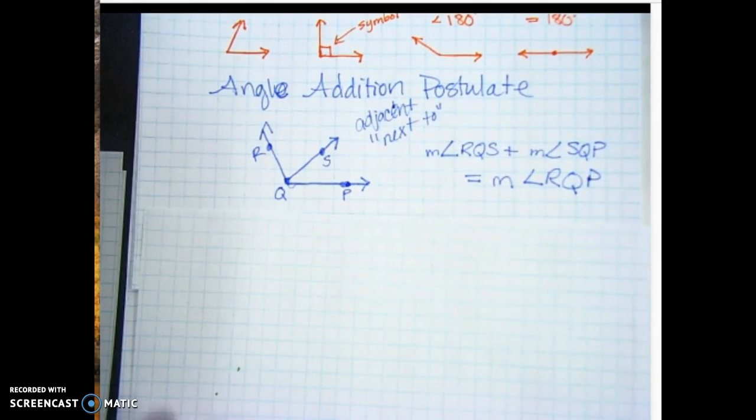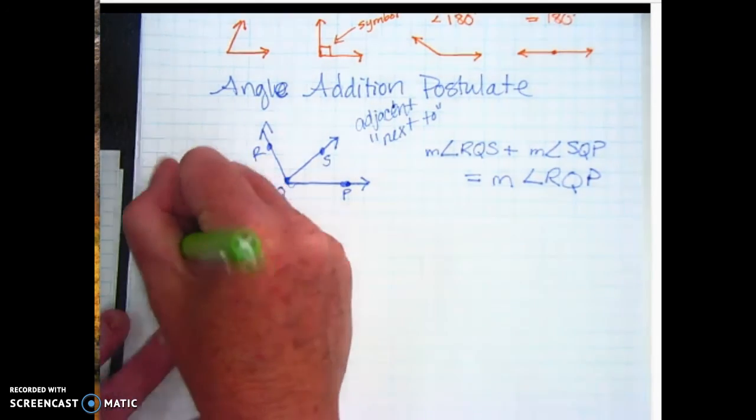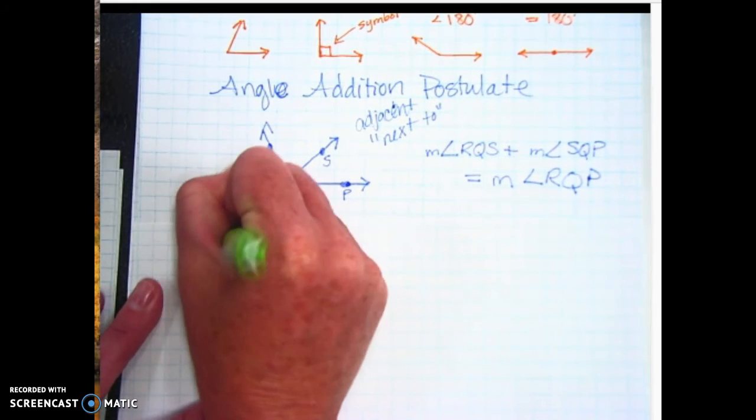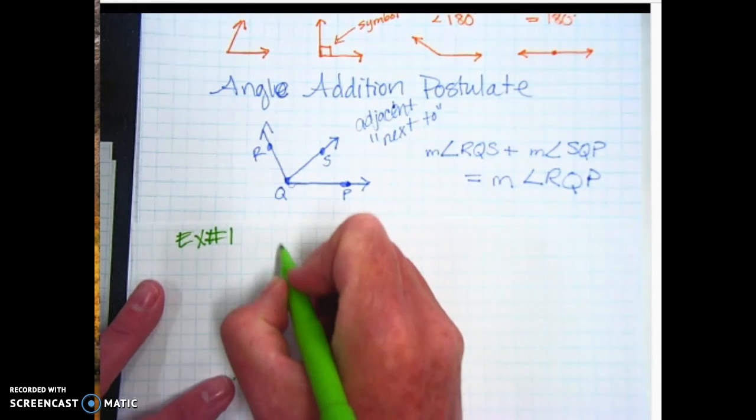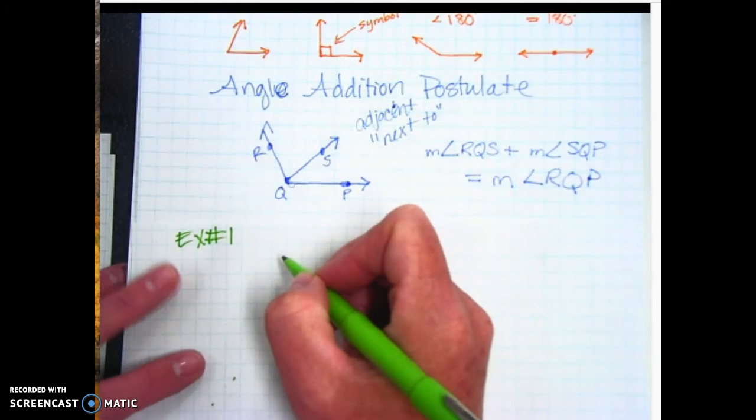I'm going to move this up. You'll see it in just a second. There it is. All right, so that leads us to example number 1, where we're going to add some angles together. We're going to use that angle addition postulate.